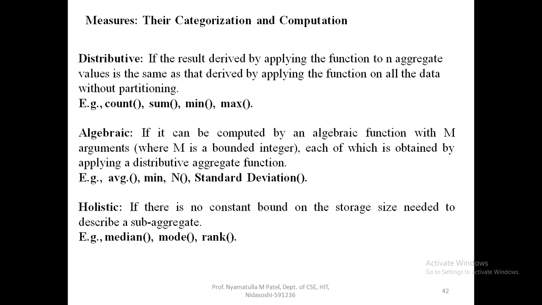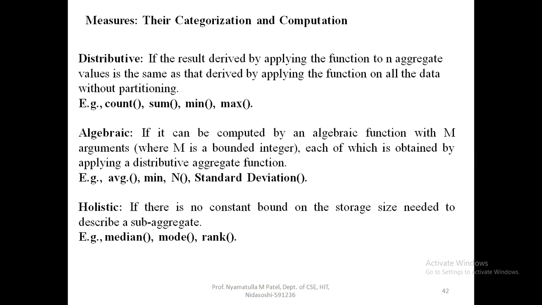Average can be computed by sum divided by count. How do we calculate the average? Average can be computed by sum divided by count, where both sum and count are distributive aggregate functions. Similarly, it can be shown that minimum of n and maximum of n, which are standard deviations, are also algebraic aggregate functions. A measure is algebraic if it is obtained by applying an algebraic aggregate function.